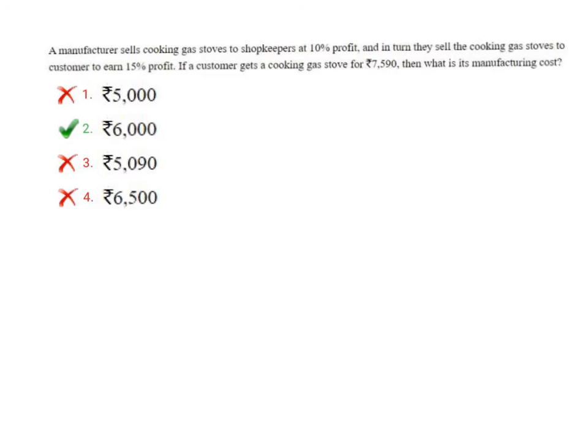That's a simple one. A manufacturer sells a cooking gas stove to a shopkeeper at 10% profit, and in return the shopkeeper sells the cooking gas stove to the customer to earn 15% profit. If the customer gets a cooking gas stove for 7,590, then what is the manufacturing cost? First, you are increasing it by 10%, that is 11 by 10. Then you are increasing it by 15%, that is 23 by 20, which is equal to 7590.